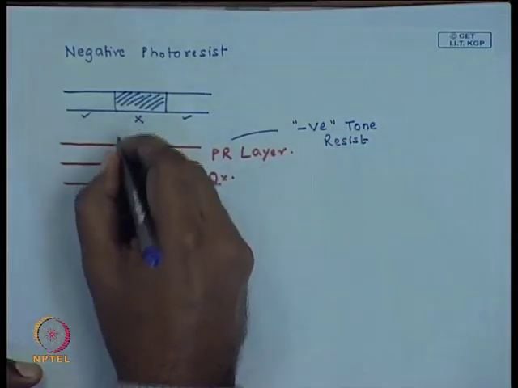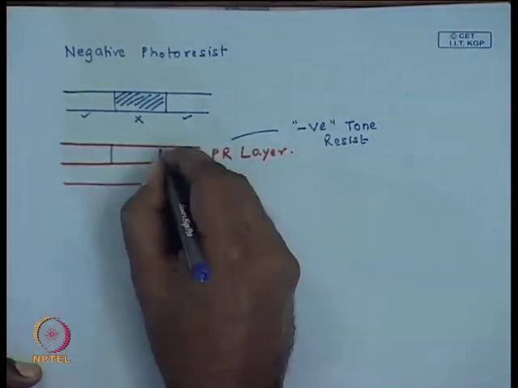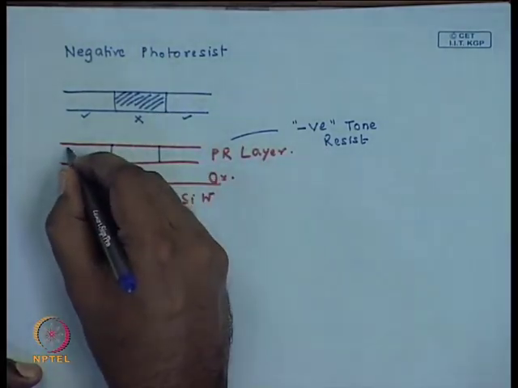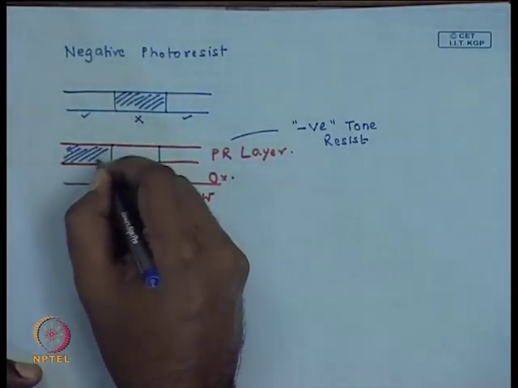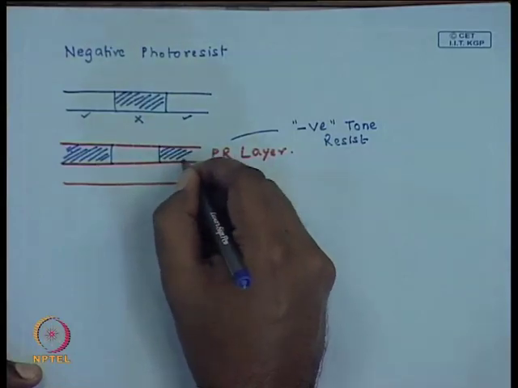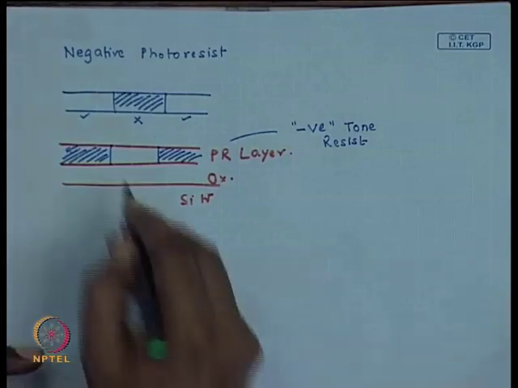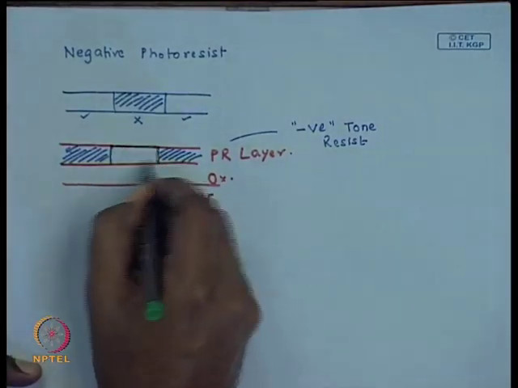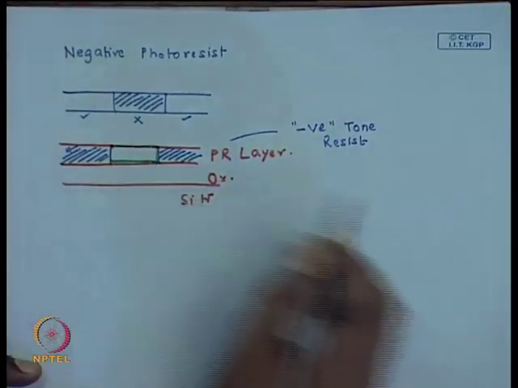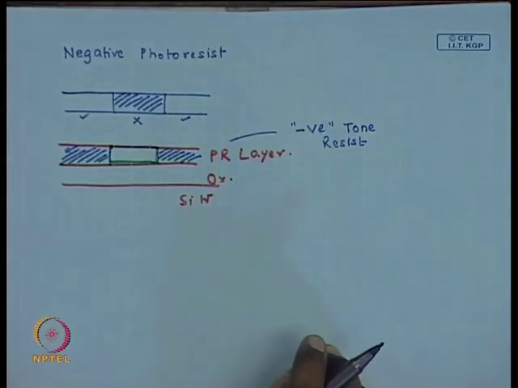So, what happens is, these areas on the photoresist layer get exposed to UV light, this does not get exposed. So, there is no structural change to this particular zone, it remains intact as in the previous case, as in the case of a positive photoresist.